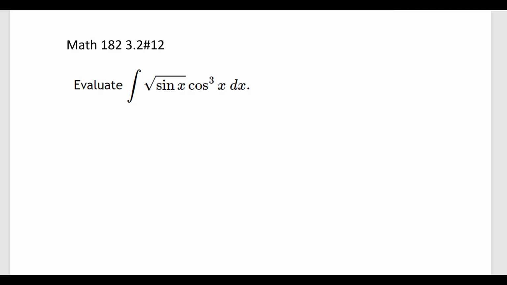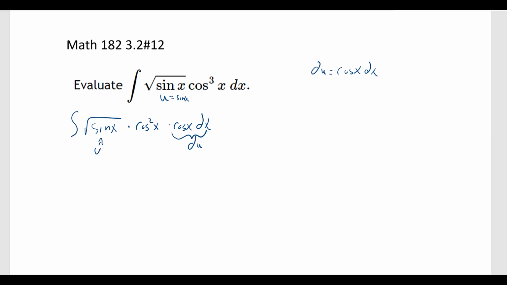So in this case, we're going to call this the u. u equals sine x, the part under the radical. And our du is going to be cosine x dx, which lets us rewrite this as the integral of the square root of sine x times, think of it as cosine squared x times cosine x dx. So this part represents the du, and this is the u under there.